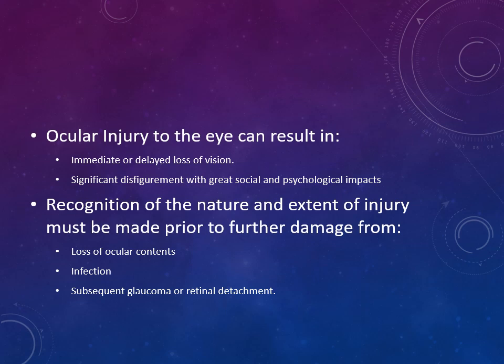عشان هيك recognition of the nature and extent of injury must be made all the time prior to further damage, اللي ممكن يصير واحنا نسميه secondary damage ناتج عن loss of ocular contents, infection, subsequent glaucoma or retinal detachment. فالتروما itself ممكن تكون trivial لكن ممكن يتبعها secondary damage هو اللي يمكن يعمل لي المشاكل. لذلك proper follow-up and treatment for the initial trauma and the post-trauma complications is essential.